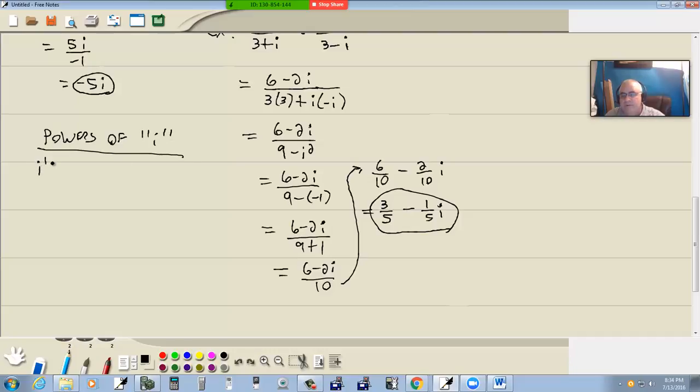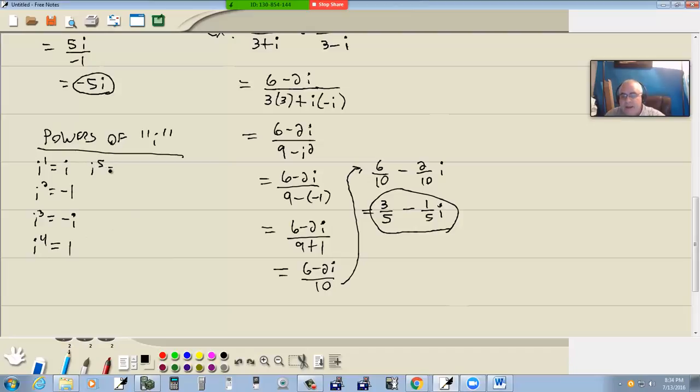We've got i to the first, which is i. We got i squared, which we said was negative 1. We got i to the third, which, if I multiply these two together, i to the first times i squared, is i to the third, so i times negative 1 is negative i. I to the fourth: well, i squared times i squared would give us i to the fourth. So negative 1 times negative 1 is a positive 1.